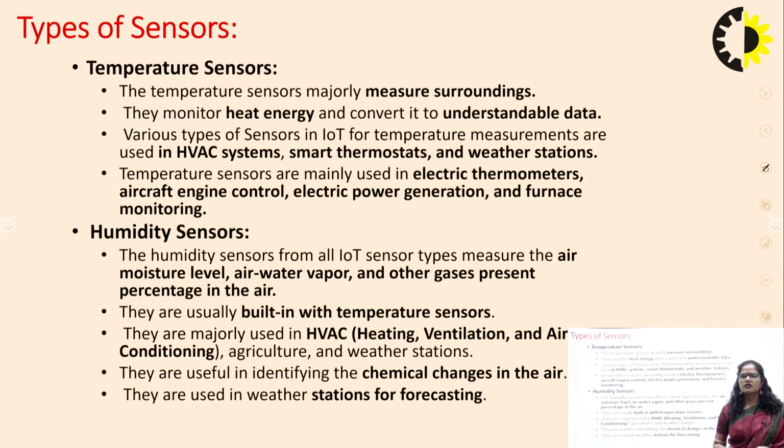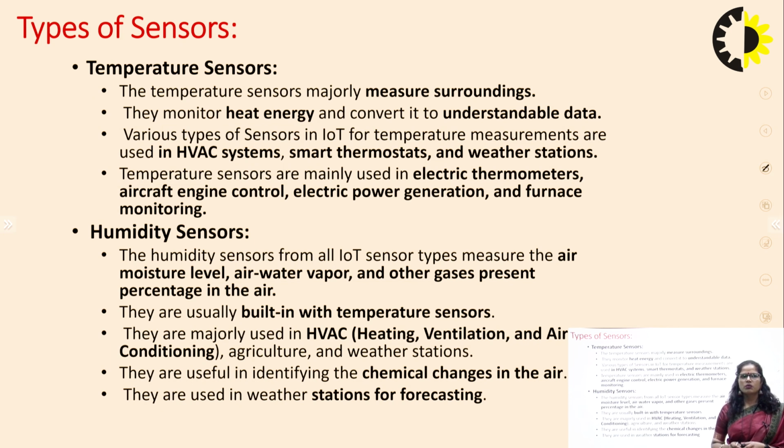Humidity means whether today is very hot, very cold, or rainy. So what kind of information is this? These are some humidity information, and this type of sensor detects the air moisture level in the environment. If I'm talking about air, it is the water vapor and other gas present percentage in the air. This sensor is most widely used today, and it is usually built in with the temperature sensor. You can say the temperature sensor is combined with the humidity sensor.